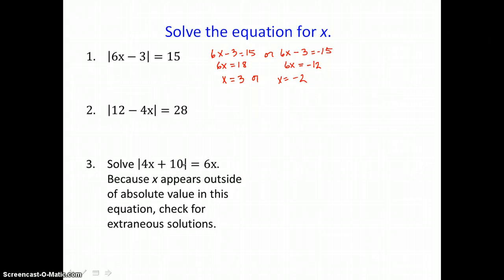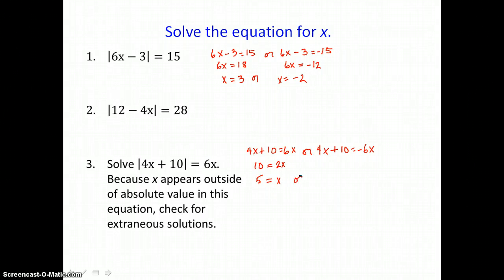Let's try number 3. Solve the absolute value of 4x plus 10 is equal to 6x. So again, 4x plus 10 could equal positive 6x, or 4x plus 10 could equal negative 6x. And then we'll solve both equations for x. I'm going to subtract 4x from both sides of this equation and get 10 alone on the left. 6x take away 4x is going to leave 2x on the right. And then I'll divide both sides by 2 to find that x equals 5.